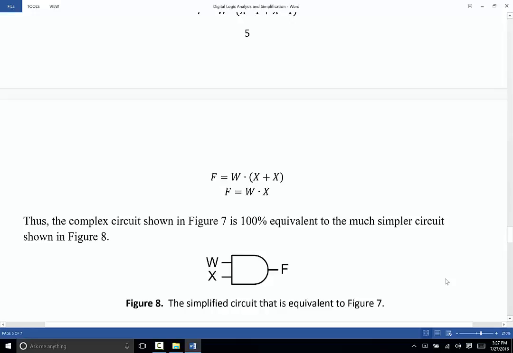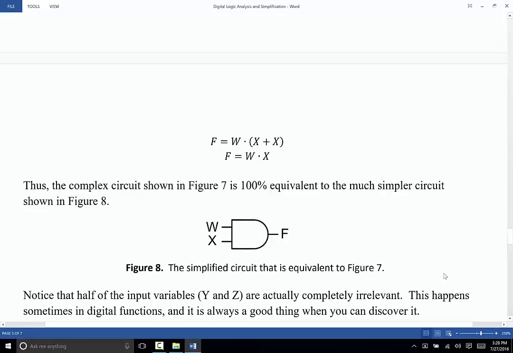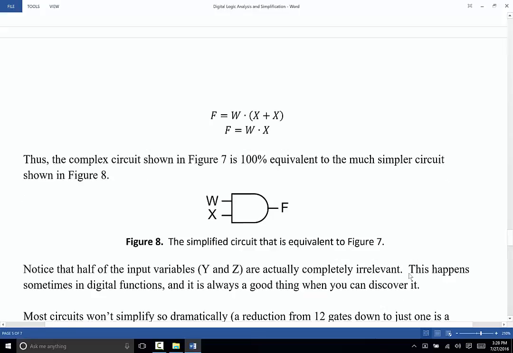You make it take less area, you make it take less money, you make it take less silicon, you make it have a higher reliability in its construction, you make it operate more quickly. Everything gets better when you simplify the circuit. So here you can see this is how we simplified the circuit using just Boolean algebra. Also notice that 2 of the 4 variables were completely irrelevant. In the end, we don't even care about what Y and Z are. The output is completely independent of Y and Z. Sometimes that happens in digital functions, and it's always good if you can identify that to be the case.